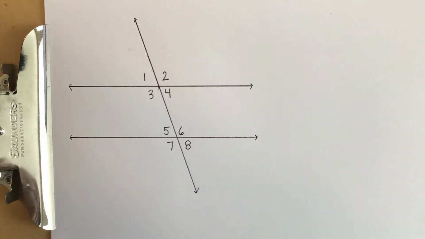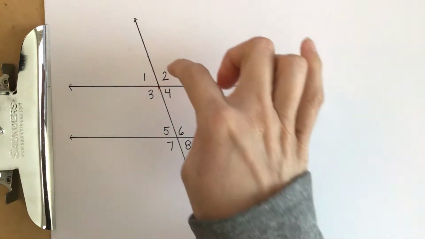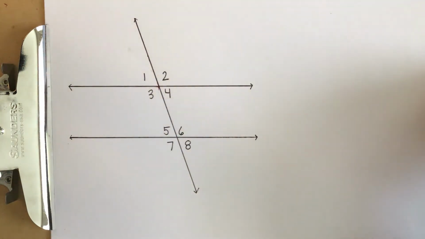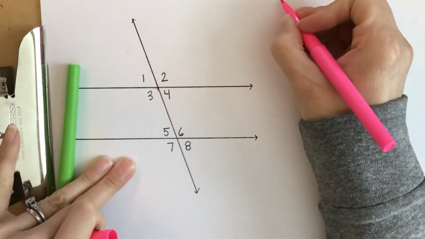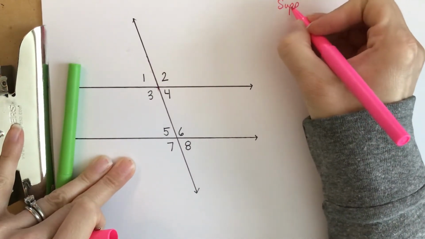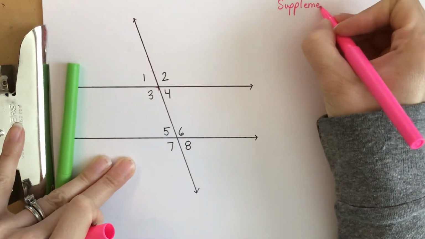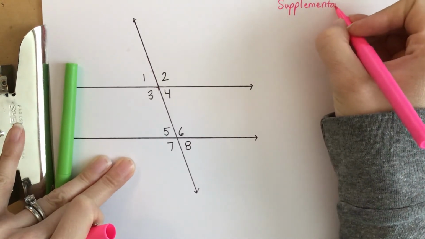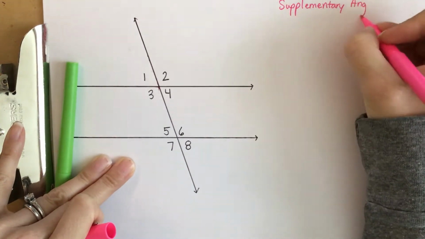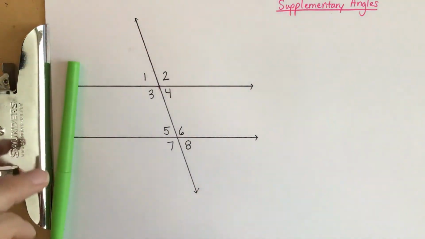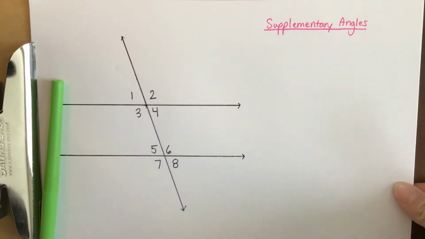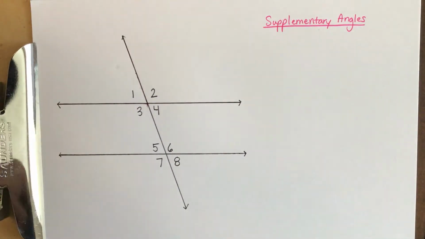The next thing I want to talk about, which you should be well aware of, is supplementary angles. Supplementary angles are angles that add up to 180 degrees. So if we're going to talk about supplementary angles, let's list some pairs out here. There are a whole bunch of sets of supplementary angles. I'm just going to list a few, okay?